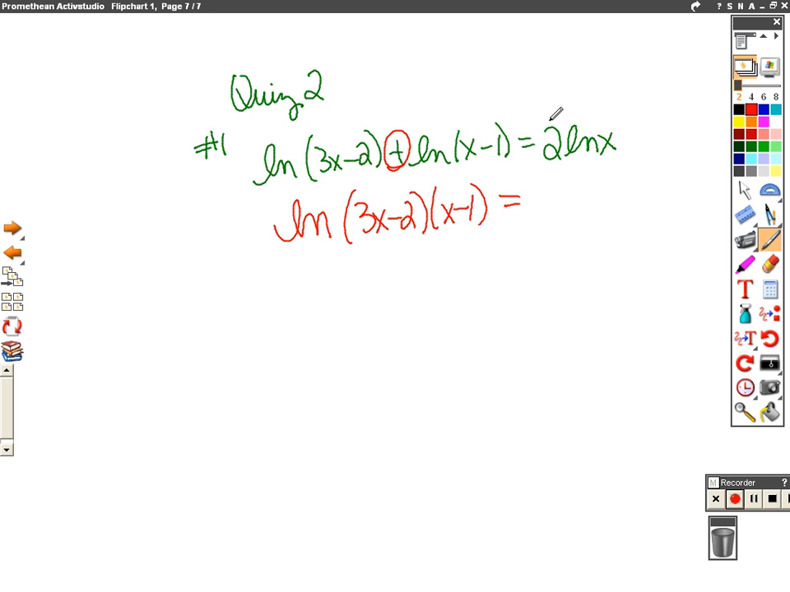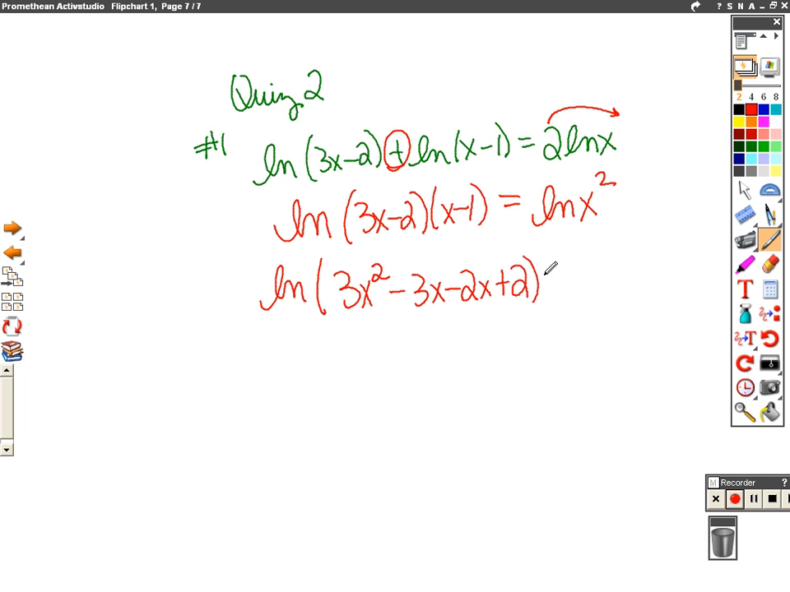My other rule is that if I have a 2 out in front, I can bring it up as an exponent. Alright, so I'm going to do ln, and I'm going to multiply this out. (3x - 2)(x - 1) gives 3x squared minus 3x minus 2x plus 2, which is equal to ln x squared.